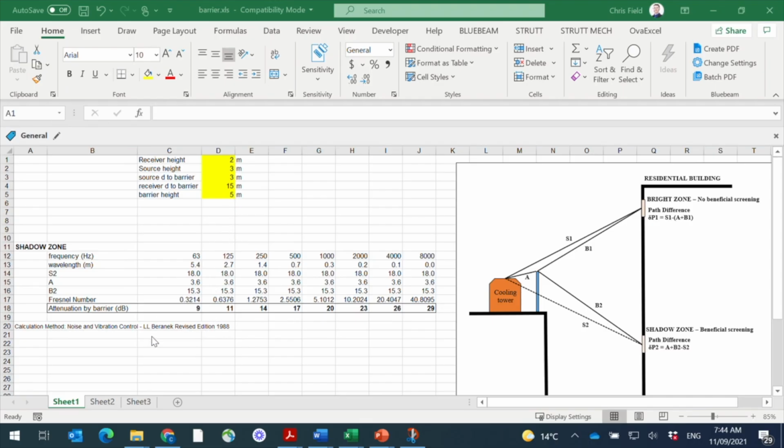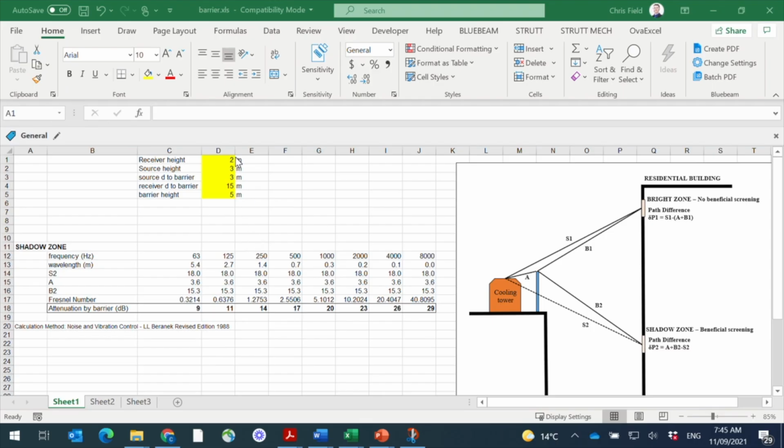So I've used the Beranek method to do the barrier attenuation here, which calculates all the different path methods, the path differences, and also takes into account the Fresnel number. So you can look that up in Beranek's book, Noise and Vibration Control. I use the 1988 edition.